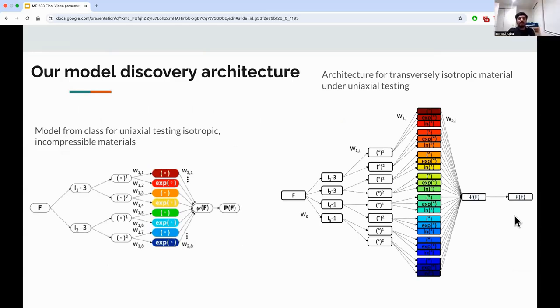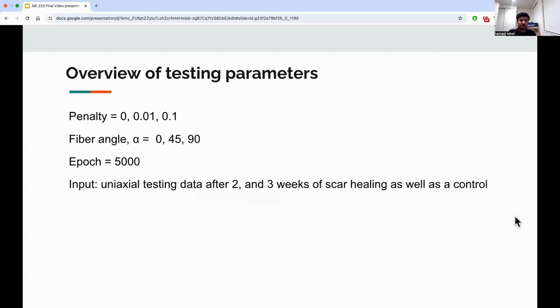And so for our model discovery architecture, we based ours on a model from class, which was for uniaxial testing for isotropic incompressible materials. We added two new invariant terms, as well as an Ln activation function in order to model more complex mechanics. And these are the parameters we use for our testing.